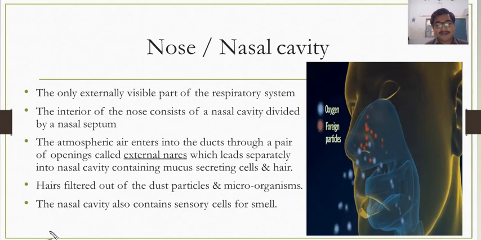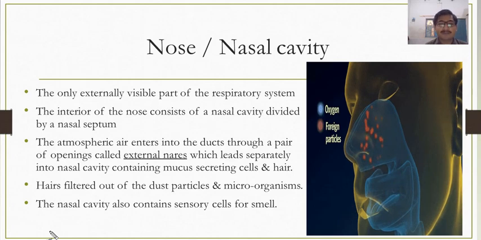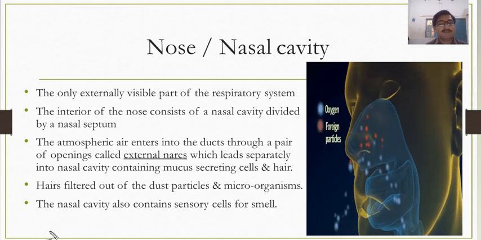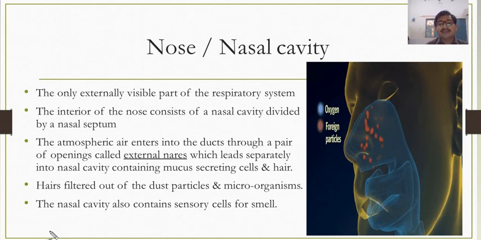Starting from the first part of the air passageway, the nose. The nose is the only visible part of the respiratory system. Air is drawn from the environment into our body with the help of the nose. When the nose opens, air enters by the external nares, and inside the nares there is a nasal cavity.